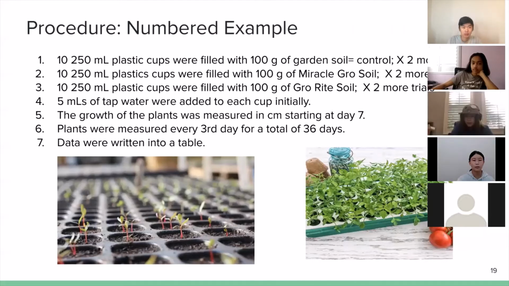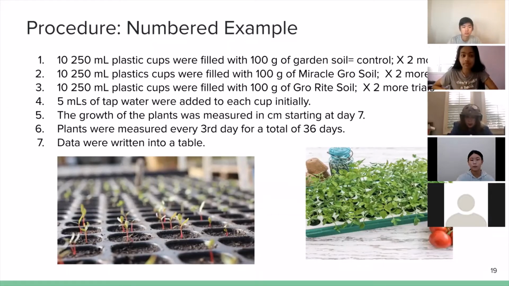Okay, so when you're writing up your procedure, it's really important that you list everything exactly how you did it. For instance, if you used 10 250 milliliter plastic cups, make sure you list the numbers very accurately. Numbers are really important when you're doing the procedure because it's supposed to be replicable. So you should use the exact numbers you used. That's why in this procedure list, there are a lot of numbers.